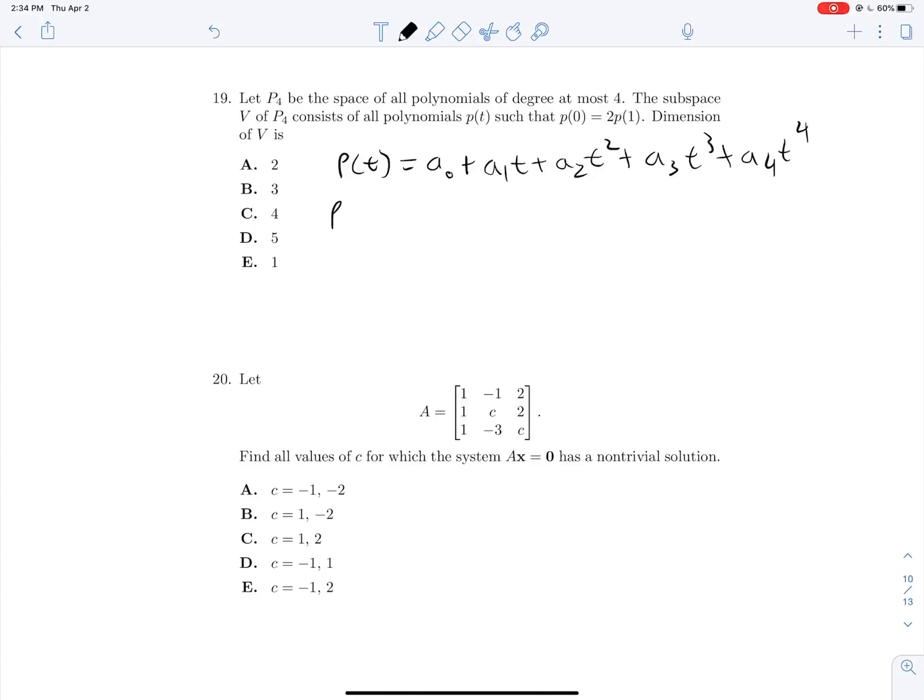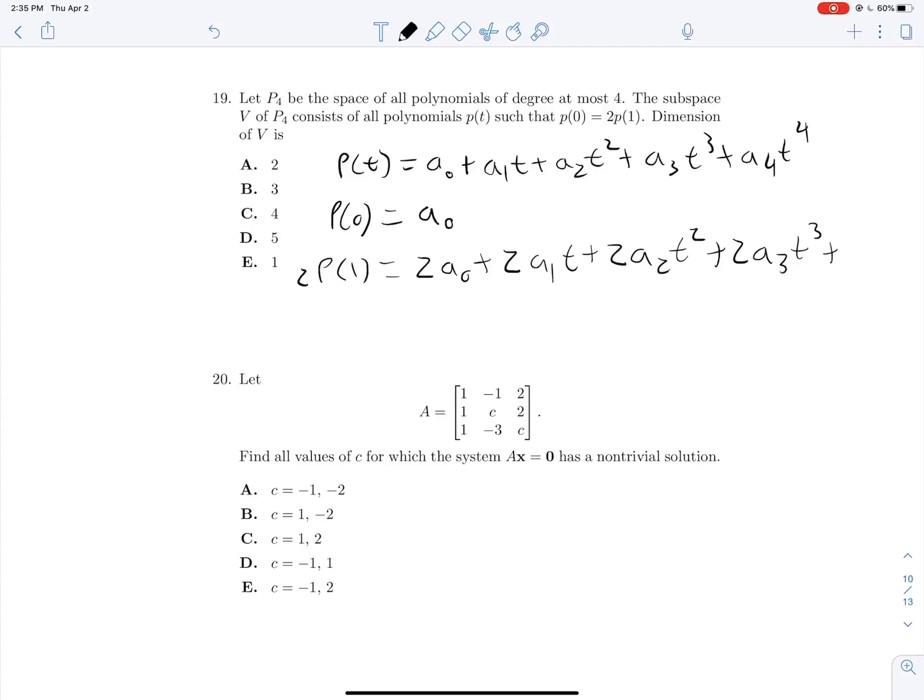We'll see that p of 0 in all cases will be a0, and that 2 times p of 1 will be 2a0 plus 2a1t plus 2a2t squared plus 2a3t cubed plus, oh, sorry, I'm not plugging in the 1s. Yeah, so all these t's are 1, plus 2a3 plus 2a4.